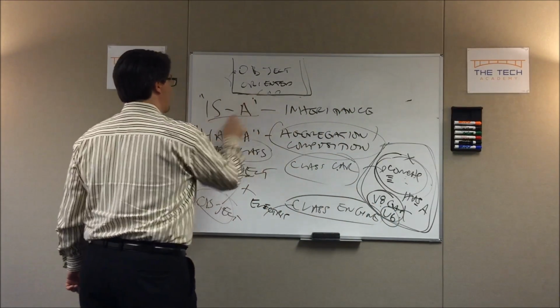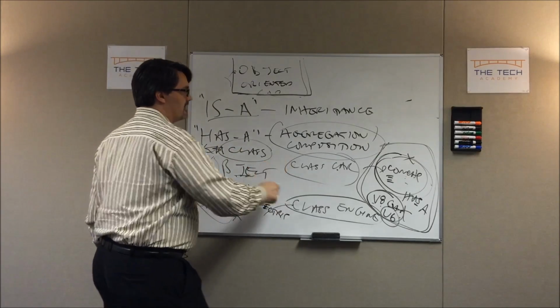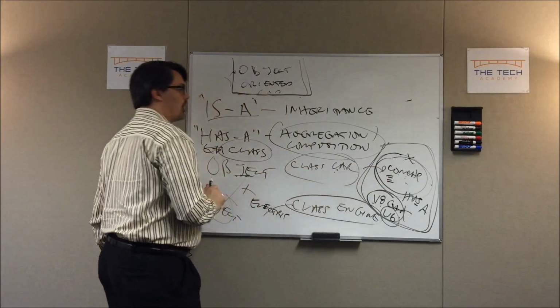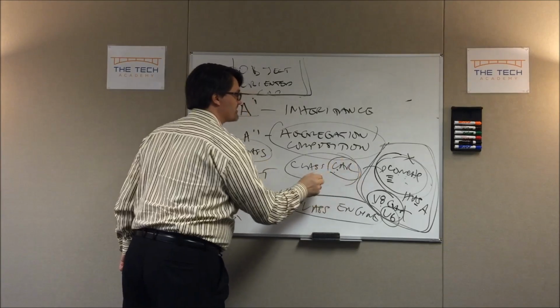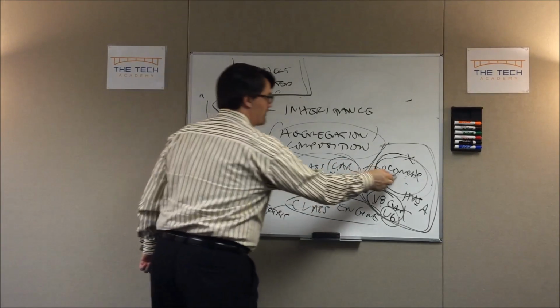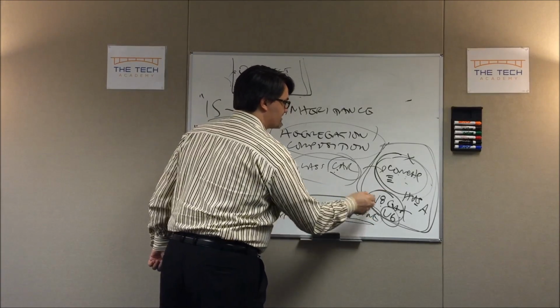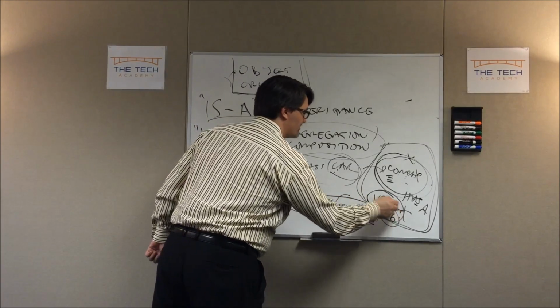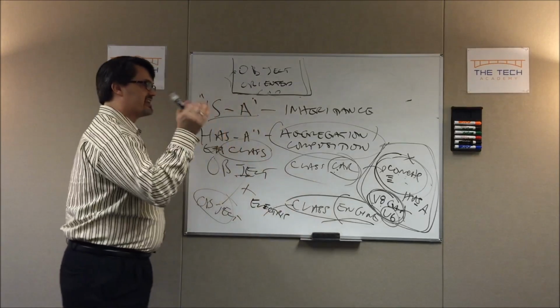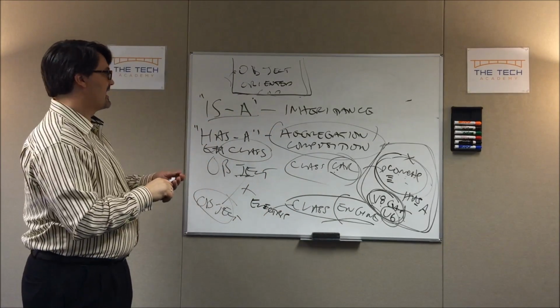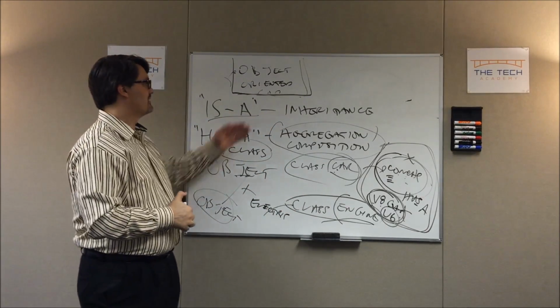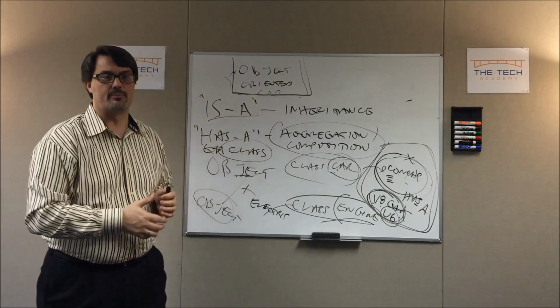So that's is-a and has-a. This Corvette is a car. It's a member of the class called car. This Corvette has an engine. It has an instance of the engine class that is this exact set of behaviors and characteristics. That's is-a and has-a. That's inheritance and aggregation or composition.